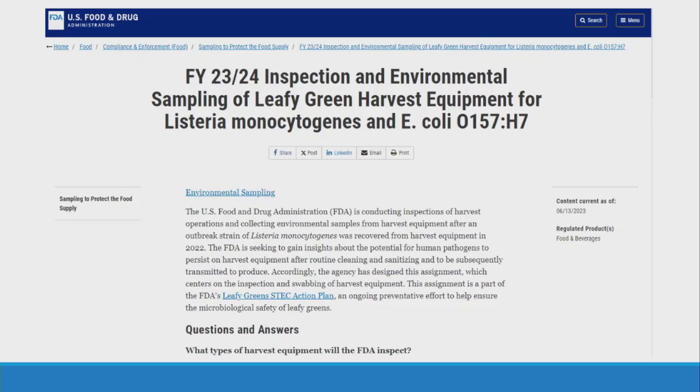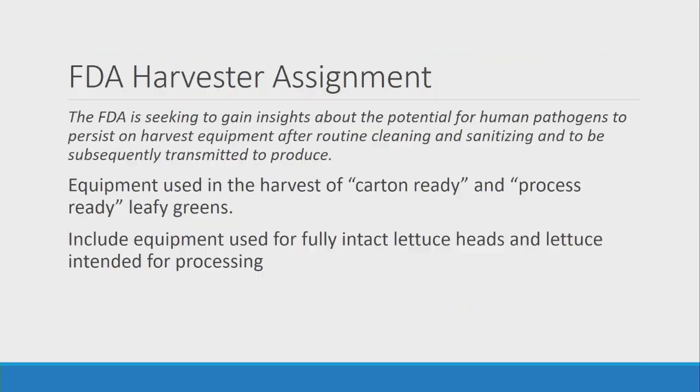Are you guys in the room aware of this assignment? Some people are nodding. Yeah, cool. All right, so FDA put out this harvester assignment in italics text. This is what they were trying to do. They are seeking to gain insight about the potential for human pathogens to persist on harvest equipment after routine cleaning and sanitizing and subsequently be transmitted to produce.